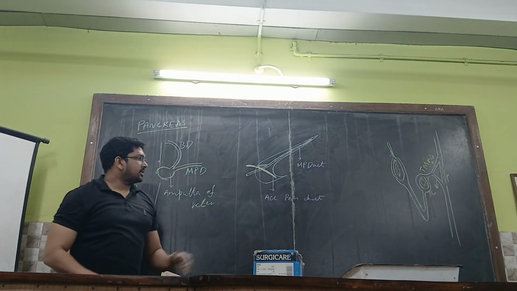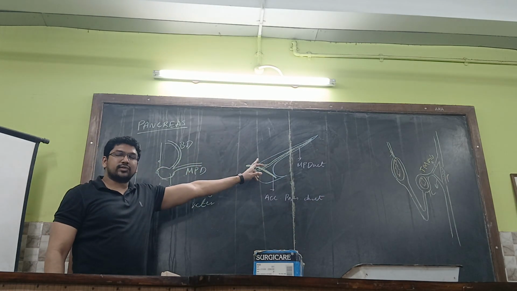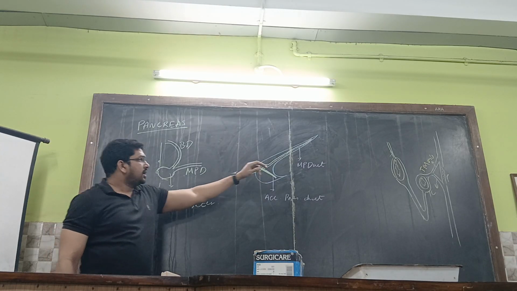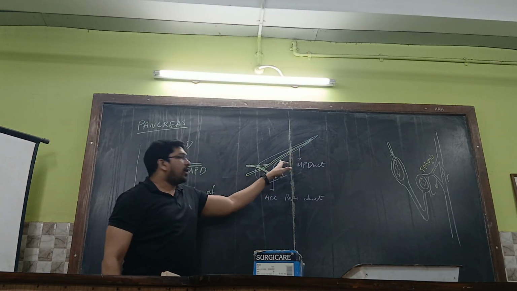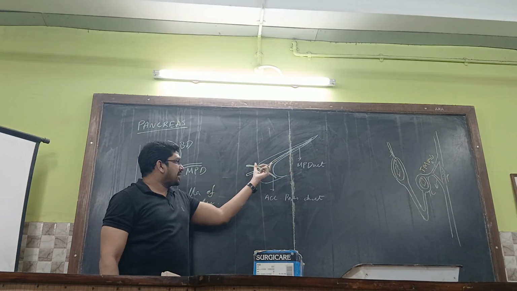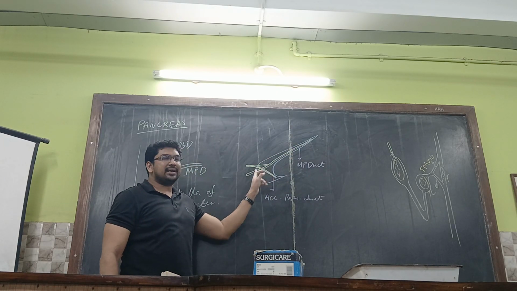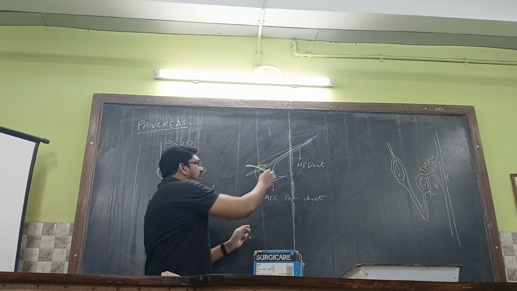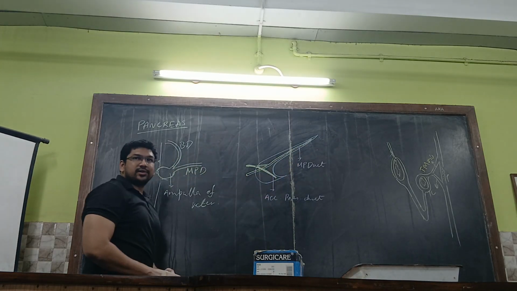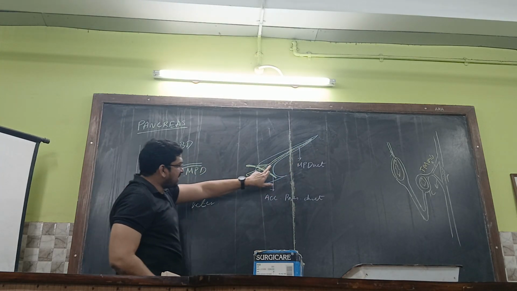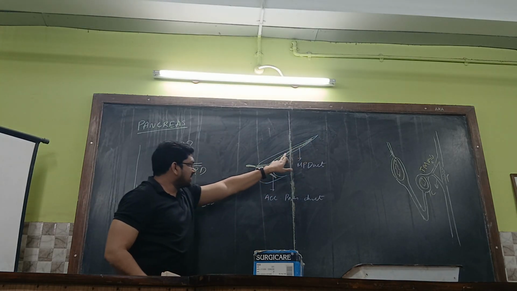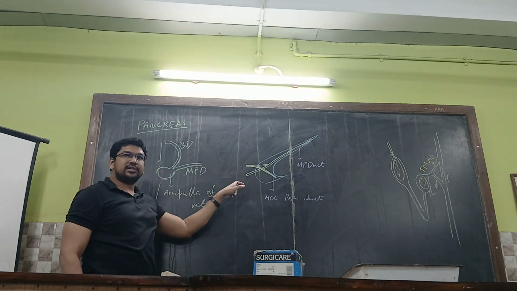So let us see the exocrine part of the pancreas, the duct system. The tail and the body of the pancreas, and partly the head of the pancreas, will be drained by the main pancreatic duct. Tail, body, neck and head of the pancreas will be drained by this duct. Whatever is the bigger size, that is the main pancreatic duct.